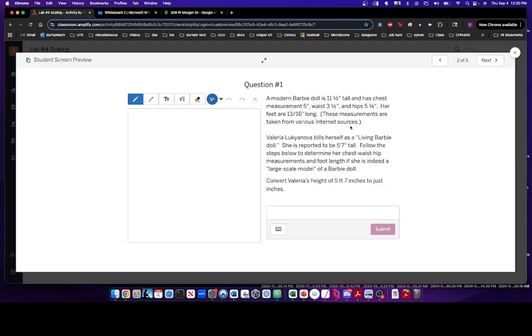But so let's go through the process of how do we turn all these measurements into real life measurements using a constant ratio. So the first bit is we need to get a consistent unit for the real life person so we can get the ratio. Basically, you can't do math with 5'7" easily. You want to get it all into inches so that you can do that appropriately.